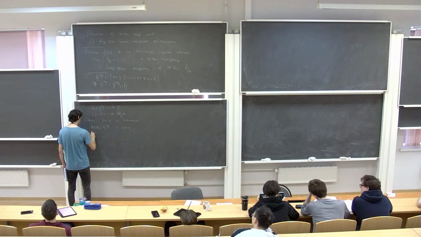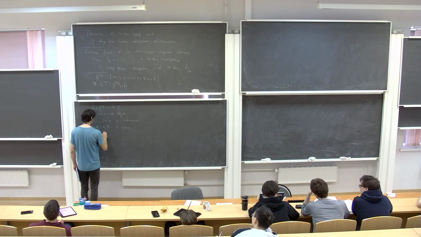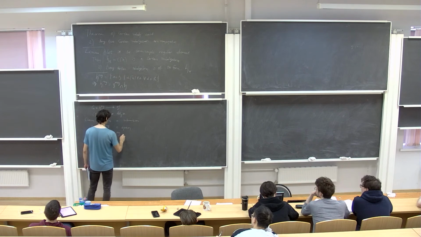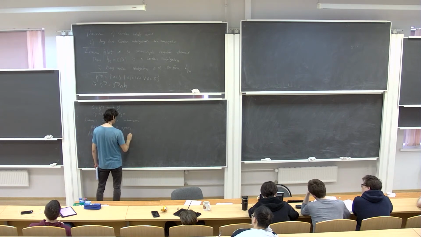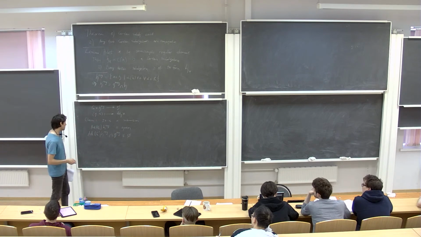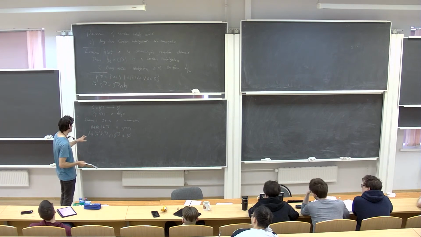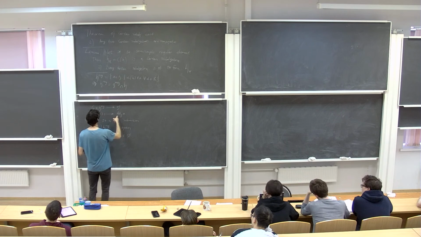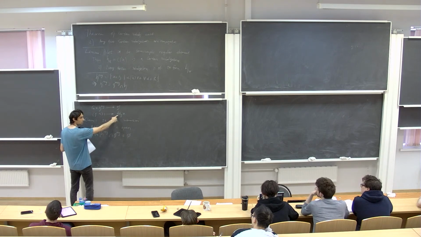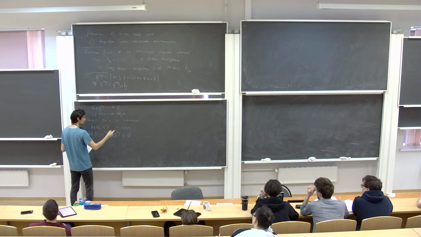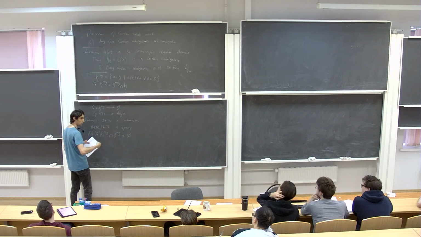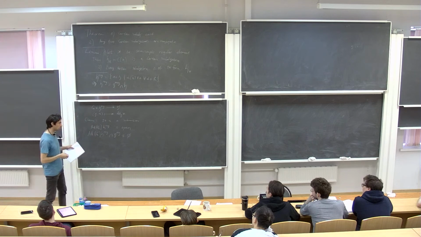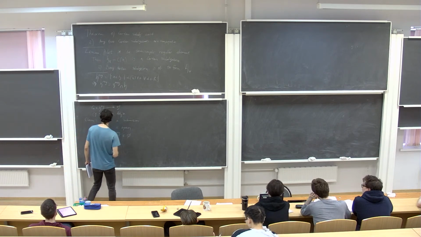That means that at G, H regular intersect G regular is not empty. Why is it open? Because every point here is a point in the image of this map, and each point in the image of this map has a neighborhood around it, which is also in the image. That follows from the fact that this map is a submersion.